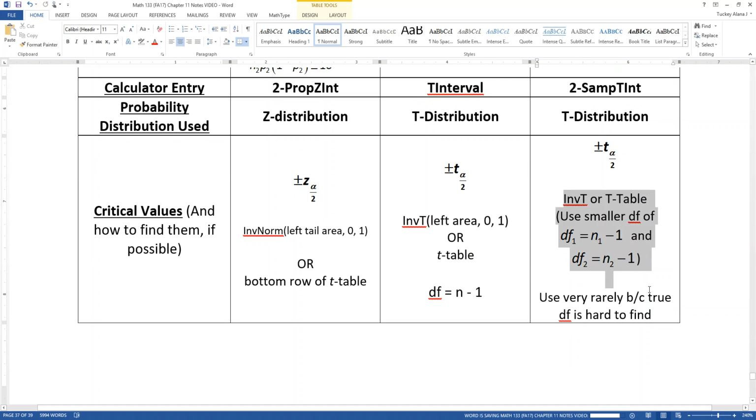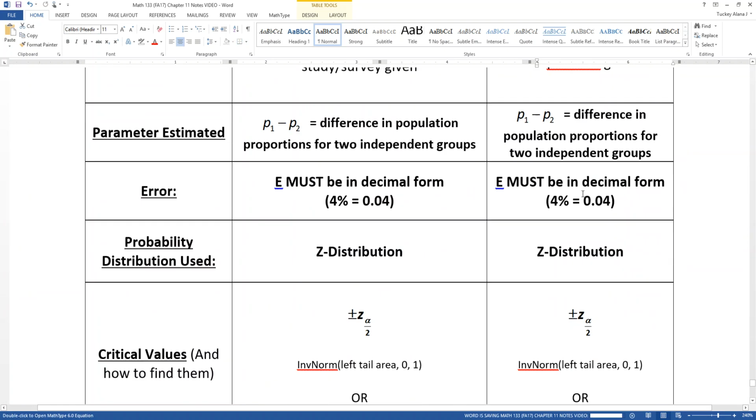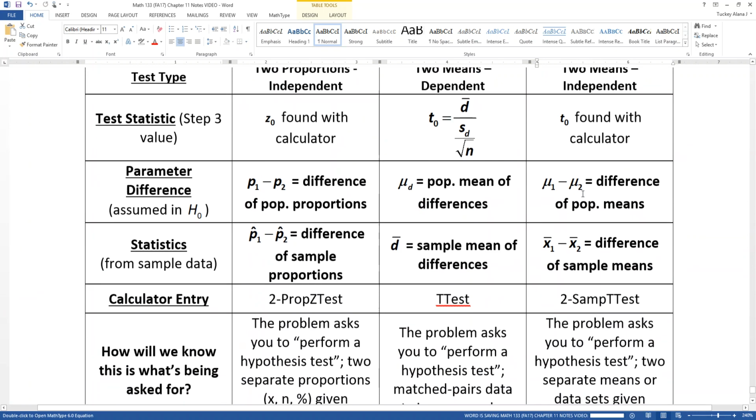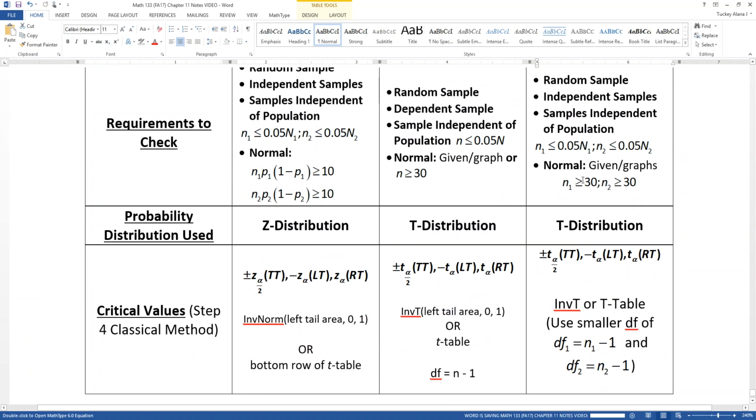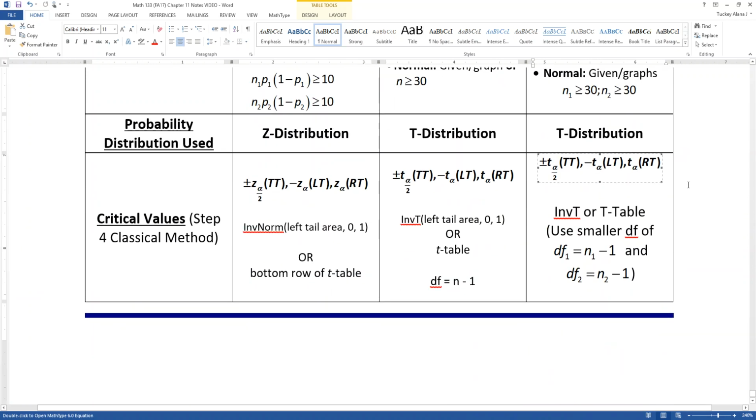So in general, we're not going to find this critical value very often. We're just going to use our calculators and make them do the hard work for us. That's why we paid good money for them. And remember, you only have to do this step 4 critical value piece for the classical method anyway, and we don't do a lot of classical method from chapters 11 and 12.